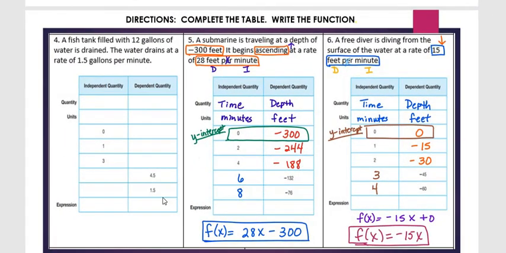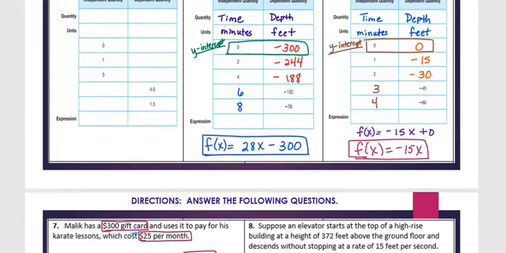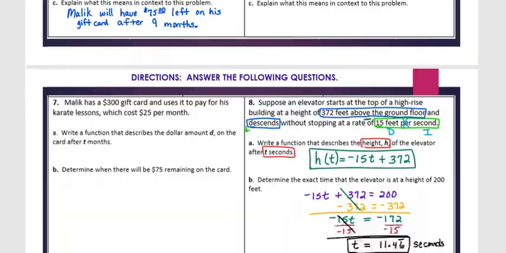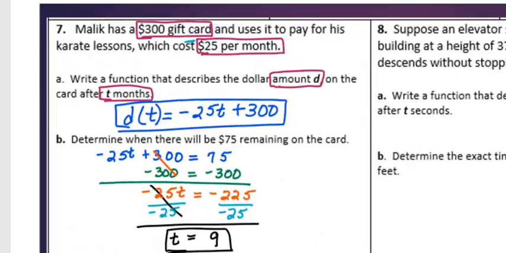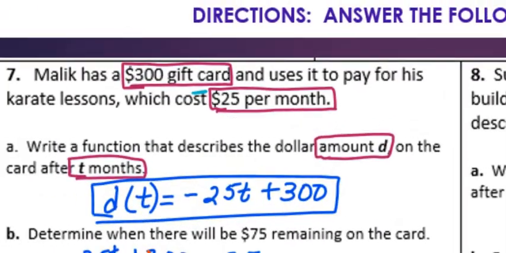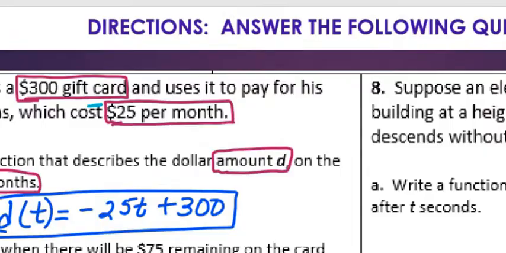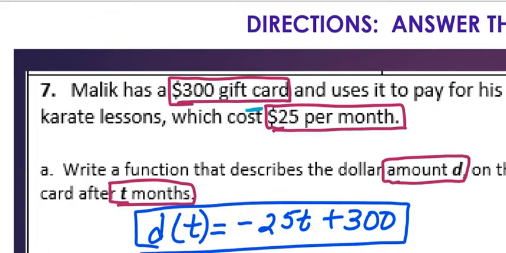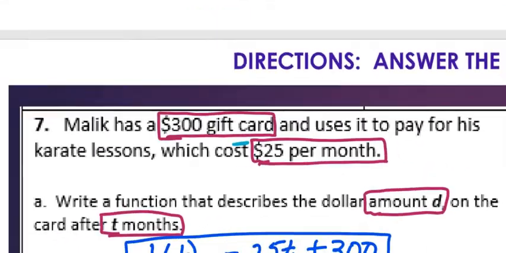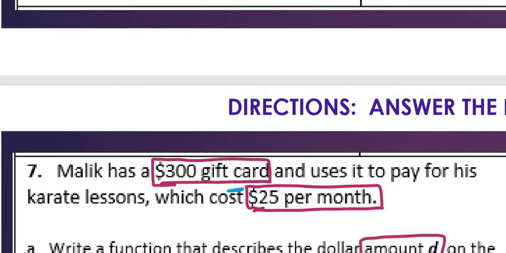Now, these are completing a table using a function. Let's look at the next part. On the next part, I've already completed this one for you. You're going to answer the following questions. On number 7, you've got Malik, who has a $300 gift card and uses it to pay for his karate lessons, which cost $25 per month.